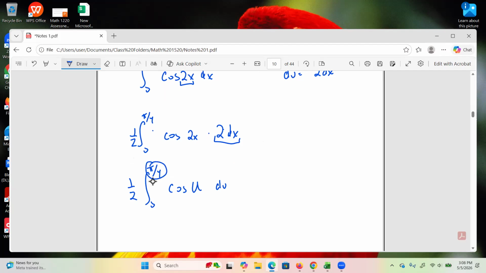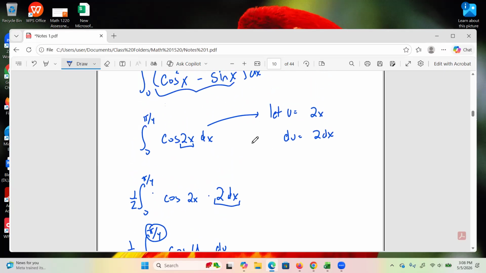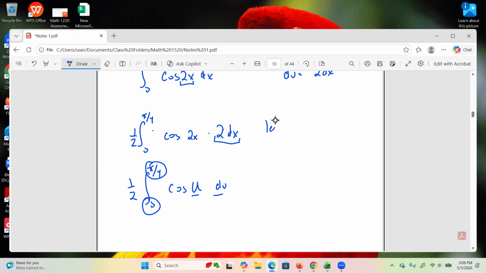But we're not quite done yet, because that's not right anymore. These were the integration limits for x, and I'm now in the u world. Those are not the same integration limits, so we have to fix that. So what did we say? We said let u equal 2x.